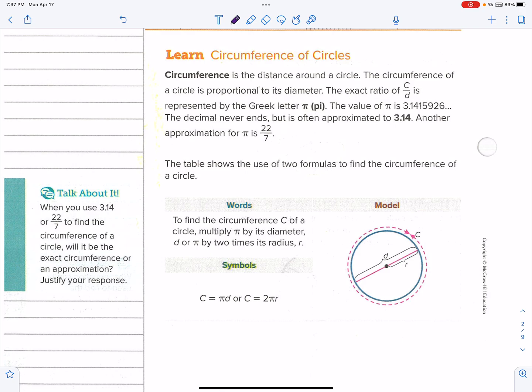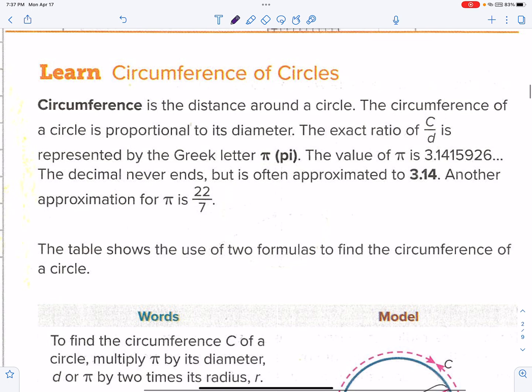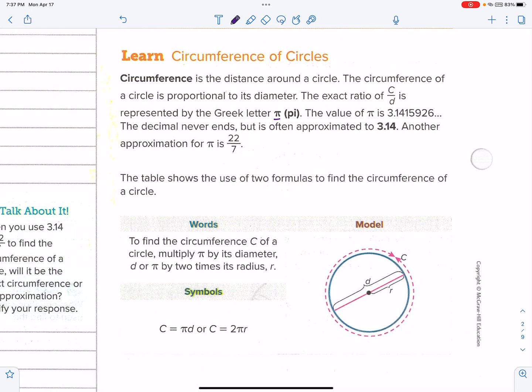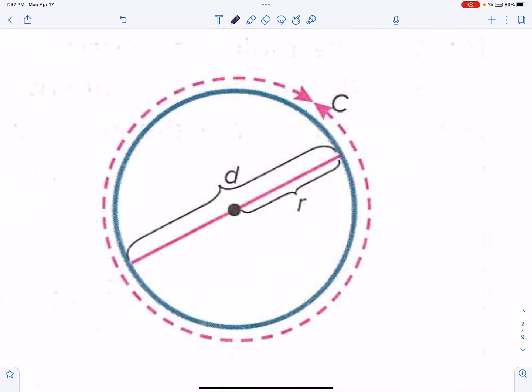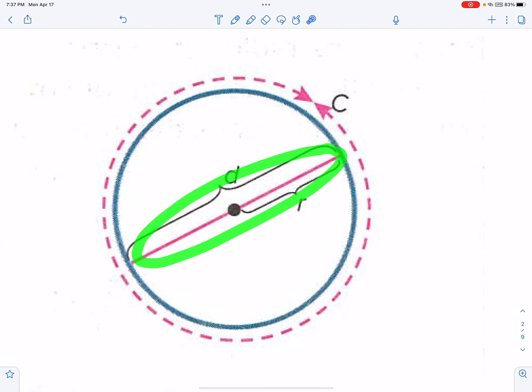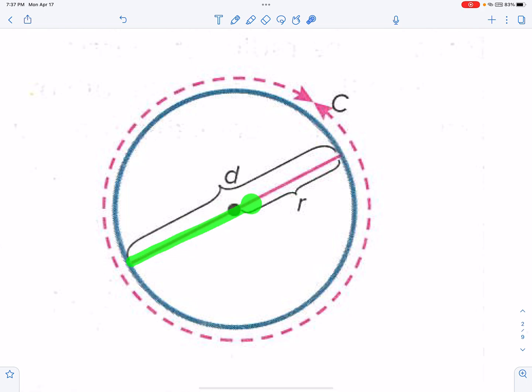So the first thing you have to understand is this Greek letter, which means pi. And the value of pi is 3.1415926, and it goes on forever and ever and ever. I want you to understand what pi is and where that comes from. Here's a little model for you. Essentially, whatever diameter you have, this length of diameter, we're wondering how many times does this length fit in the perimeter of the circle?